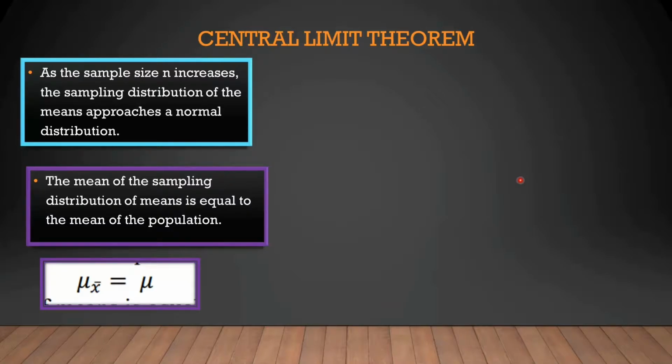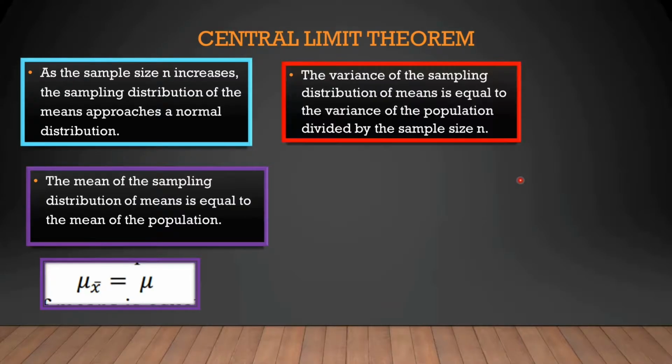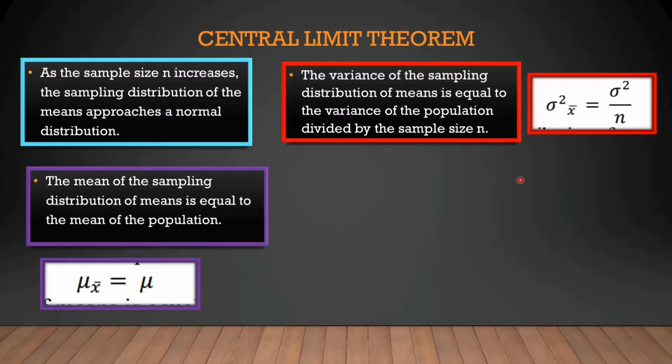So, hindi magbabago yun. Next is the variance of the sampling distribution of means is equal to the variance of the population divided by the sample size, which is the n. So, this is the formula. So, to get the variance of the sampling distribution, ito yung ating term. So, we will divide the variance of the population over the sample size.